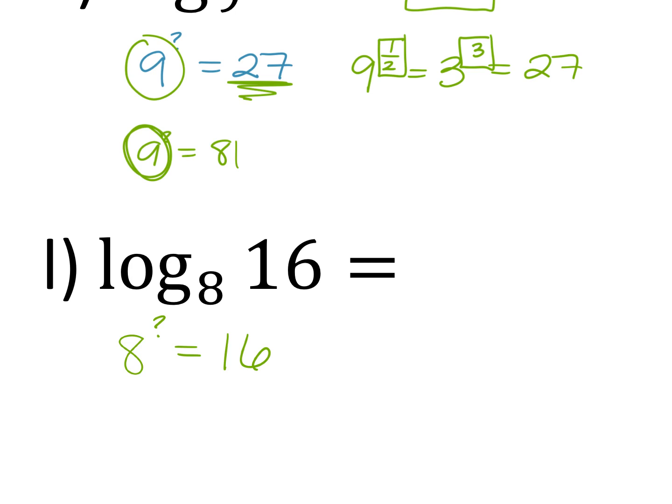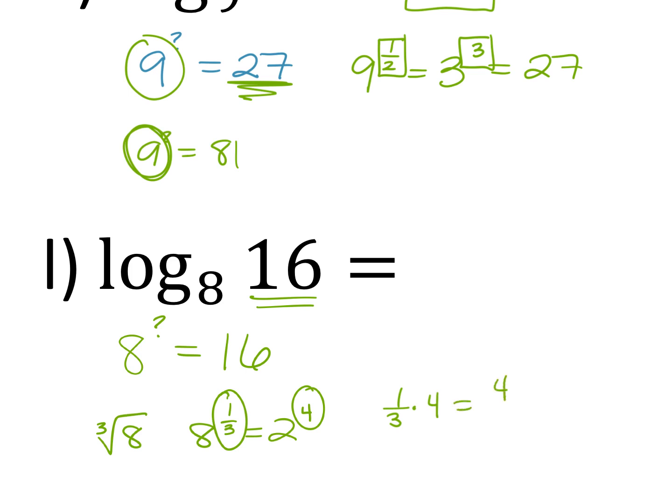Can you cube root 8? That you can, right? So if we take the cube root of 8, that's like saying 8 to the 1/3 power. What is 8 to the 1/3 power? 2. Okay? So if I take it to the 1/3 power, I get 2. I'm trying to get to 16. 2 to what power is 16? 4. The 4th. Okay, so if I take it to the 1/3 and to the 4th, what power is that? 4/3. Multiply those together, right? 1/3 times 4 is 4/3. So this is 4/3.